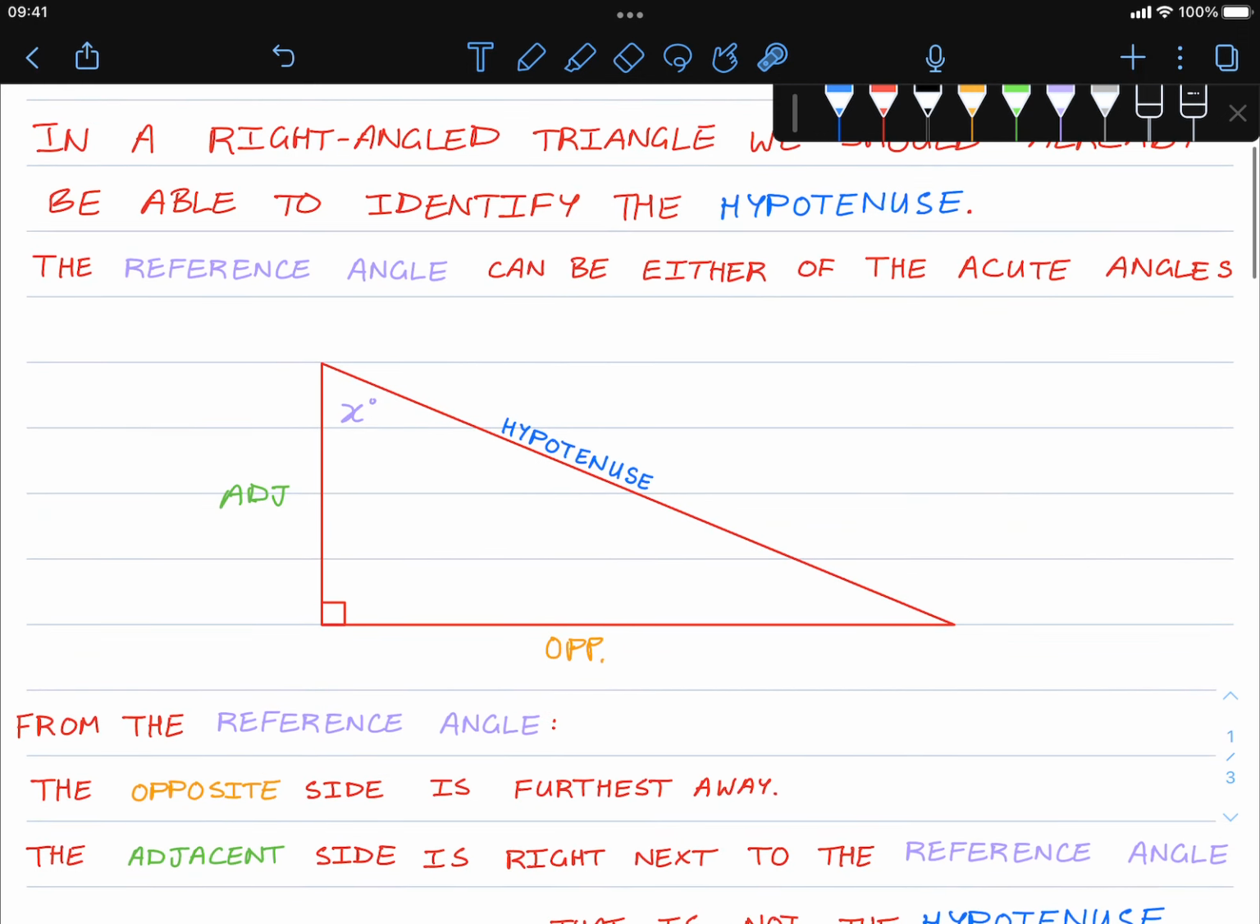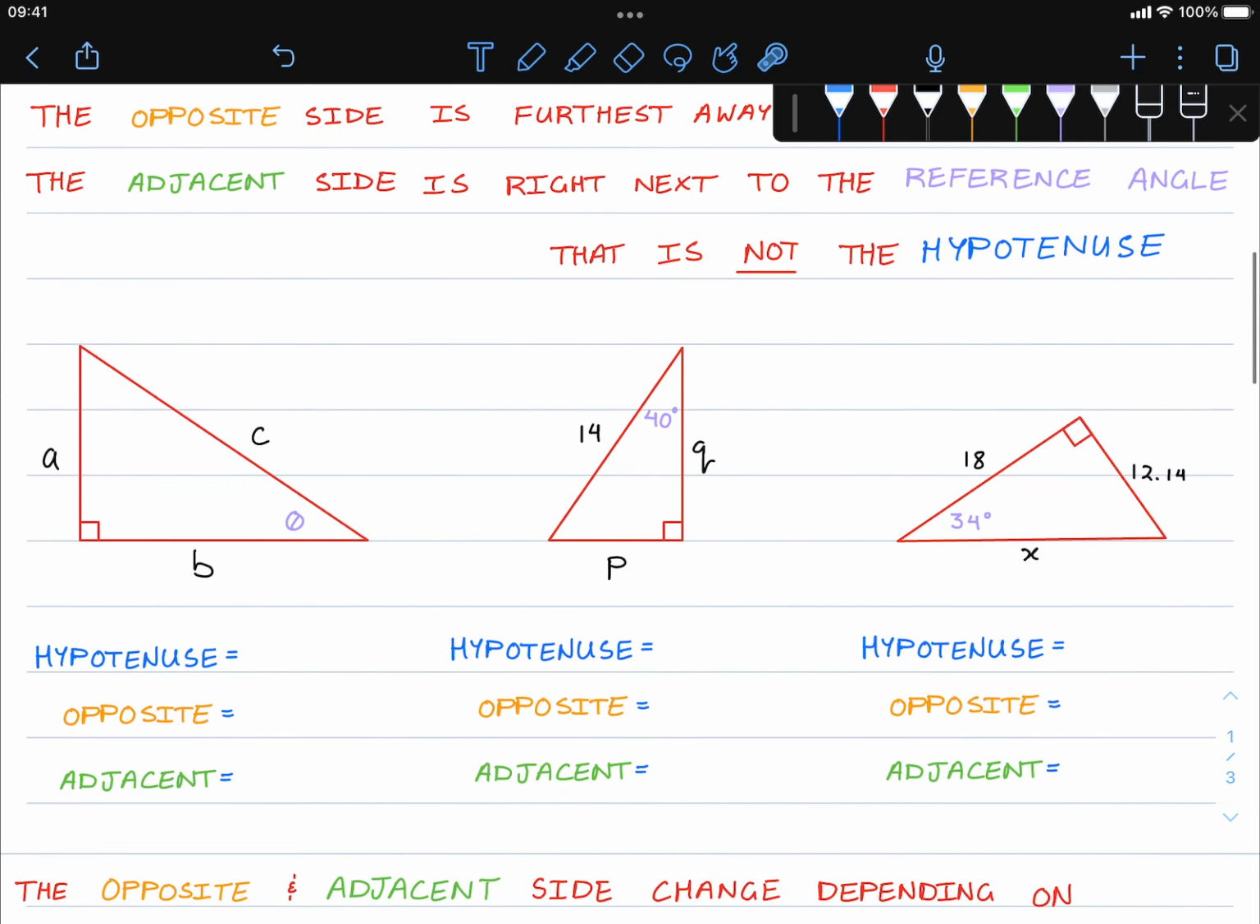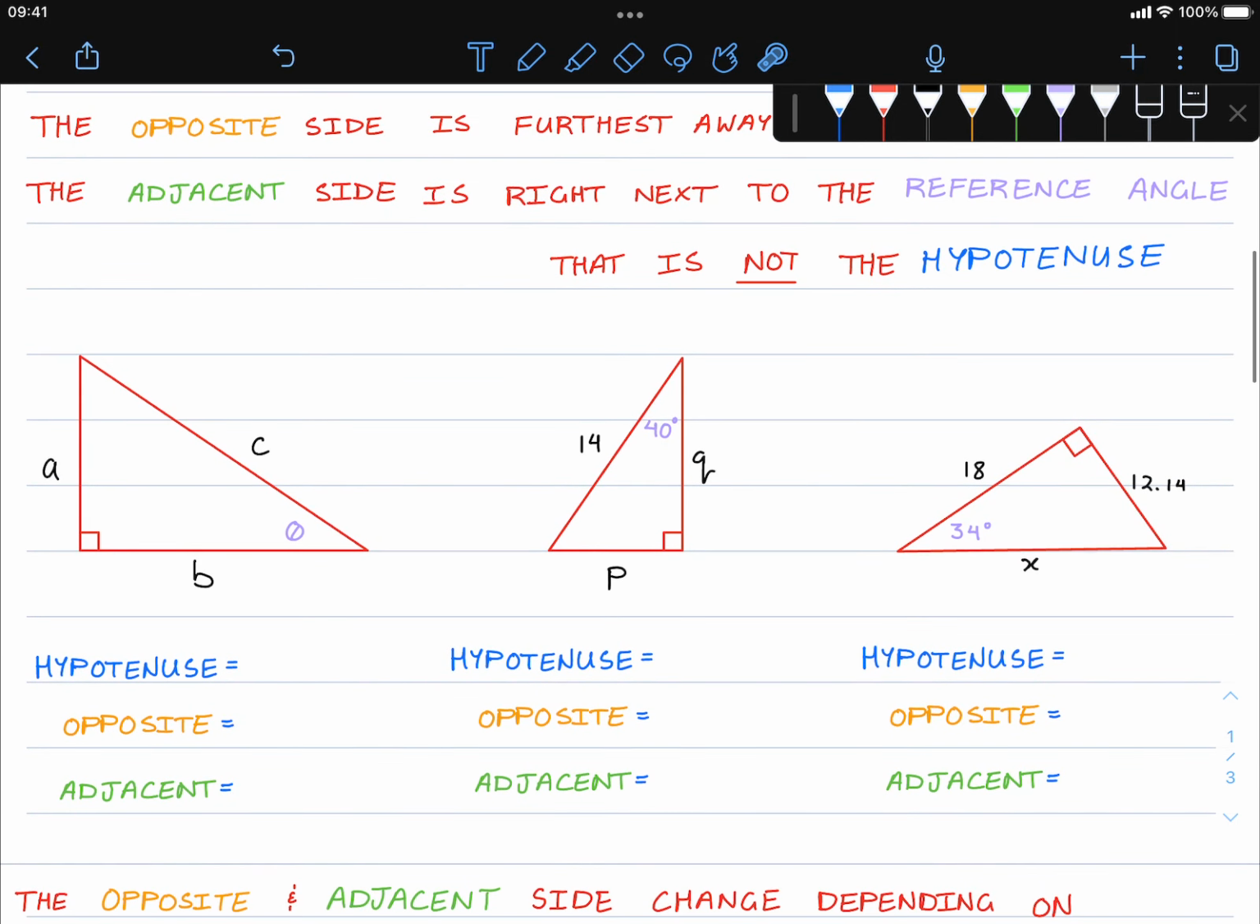All right, so let's do a few short exercises for this. Now I've placed a reference angle in each of these. In these three triangles, I'd like for you to identify the hypotenuse, the opposite, and the adjacent, depending on where the reference angle has been placed. So you can pause the video and give this a go. Okay, so let's answer this right about now.